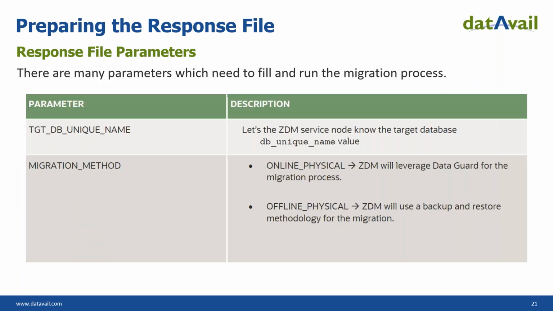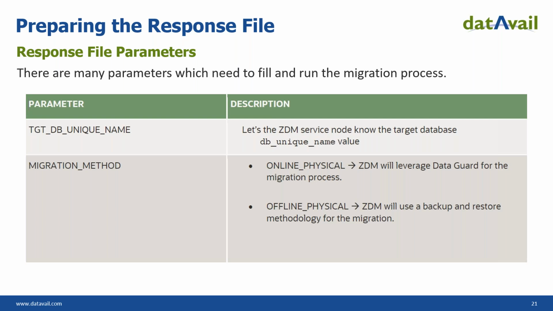Here is the response file. There are hundreds of parameters that we need to fill in the response file, but I just went ahead with the very basic ones that we are going to use, like target DB unique name and source DB unique name. That's one thing that will differ between the source and target database, along with the target migration method that we are going to use.